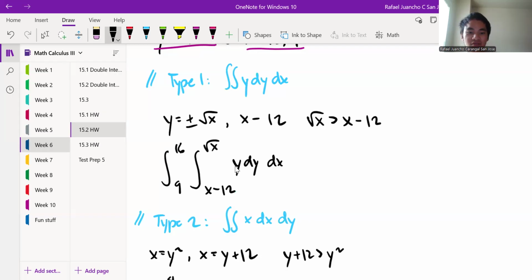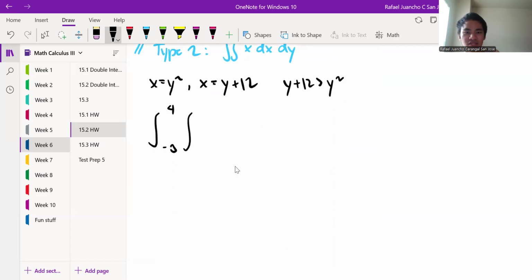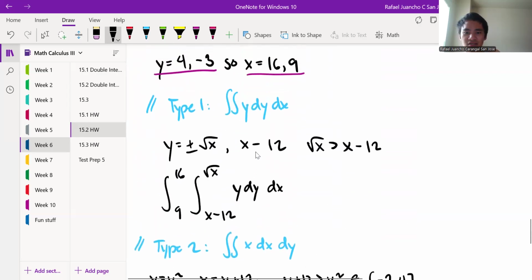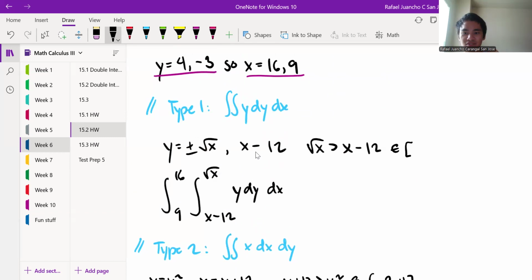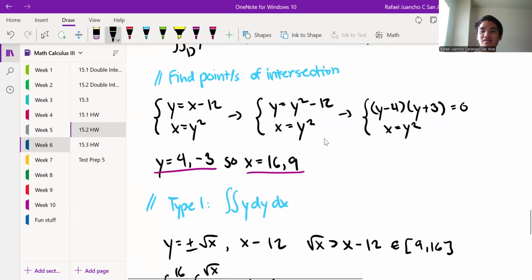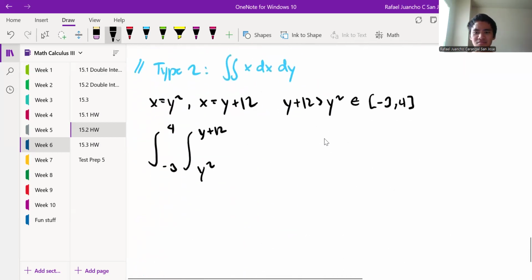So obviously this one's bigger. And so same here, we say that y plus 12 is bigger than y squared. And this is saying that for all points from negative 3 to 4. And here in this case, this is for all points 9 to 16, right? I think that's what it's saying. And so this is x dx dy.